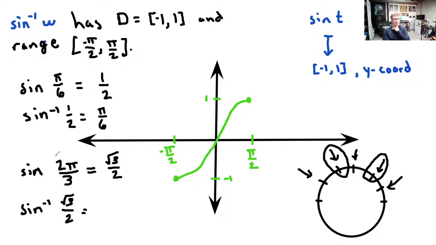Well, is it this? No, it's not. Not according to our definition. We restricted sine inverse to only give angles between negative pi over 2 and pi over 2. So we can't give the angle 2 pi over 3 because that's here. That's outside of this sector of the circle. So what does sine inverse give for 2 pi over 3? Well, it gives the angle which has the same reference angle as 2 pi over 3. That's pi over 3. Okay, it's this one.